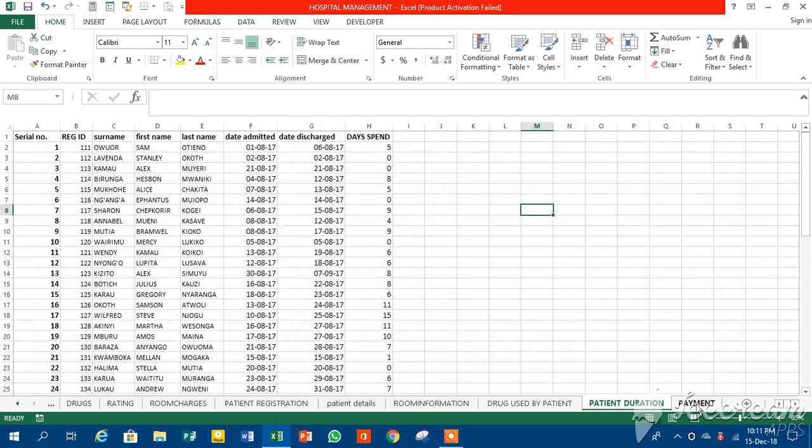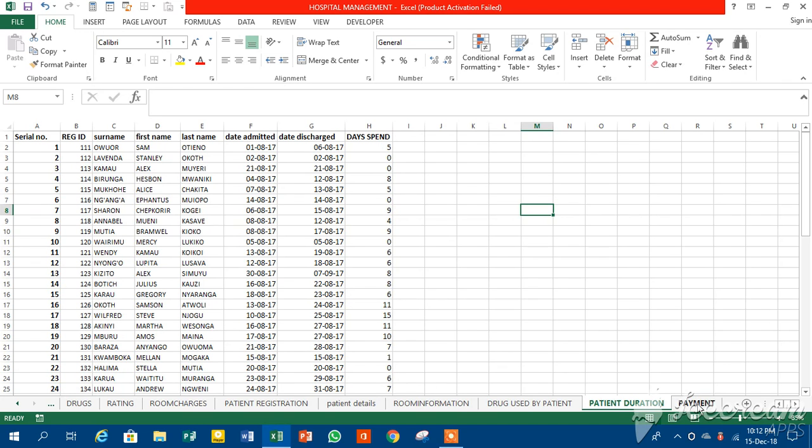Our next sheet is the patient duration sheet. In this sheet, we are going to see the number of days the patient spent in our hospital. We have their names here. We have the dates in which they were admitted into our clinic, as well as the dates they were discharged. To get the days spent, you just subtract the date they were admitted from the date they were discharged.